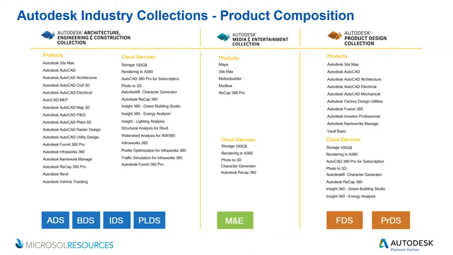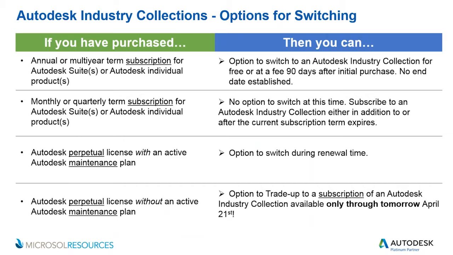be subscribed to separately. So a lot of folks want to know how you go from what you have now to an Autodesk Industry Collection. So here are the options that are available right now. If you purchase an annual or a multi-year term subscription for an Autodesk Design and Creation Suite or an Autodesk individual product, so this is subscriptions of these, you have the option to switch to an Autodesk Industry Collection for free or at a fee 90 days after your initial purchase.